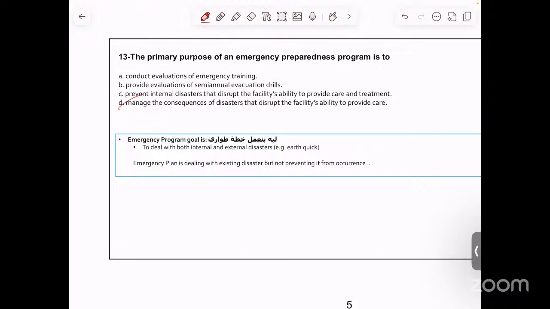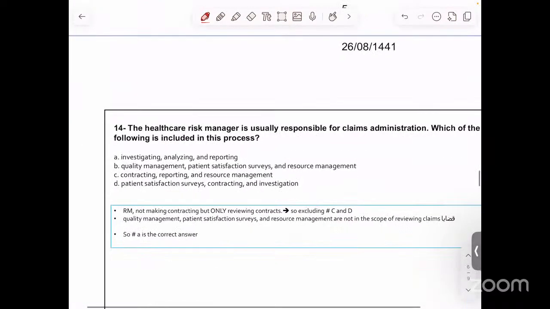This is the primary goal of an emergency preparedness program, ensuring an effective disaster response. The other options like training, evaluations, or preventions are only secondary aspects. Okay. Number 14.